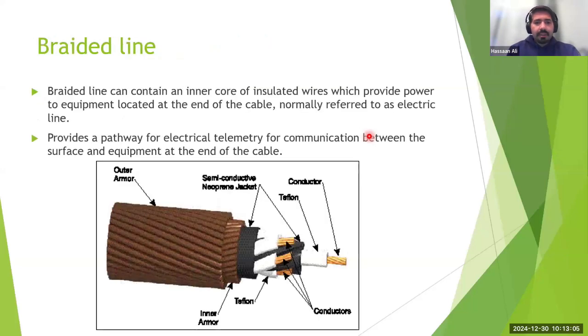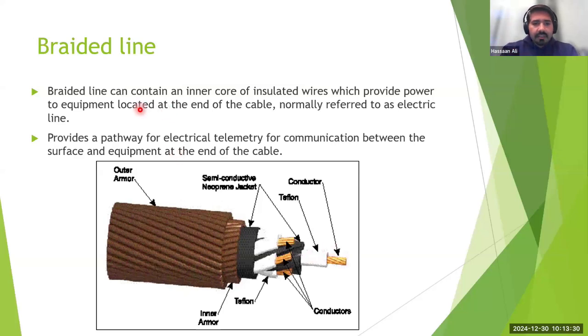The second type of cable is called a braided line. Essentially, when we are performing a wireline logging operation, the logging operation utilizes a braided line. Now, braided line is essentially an electrical cable that has been surrounded by different types of jackets to keep it secured.